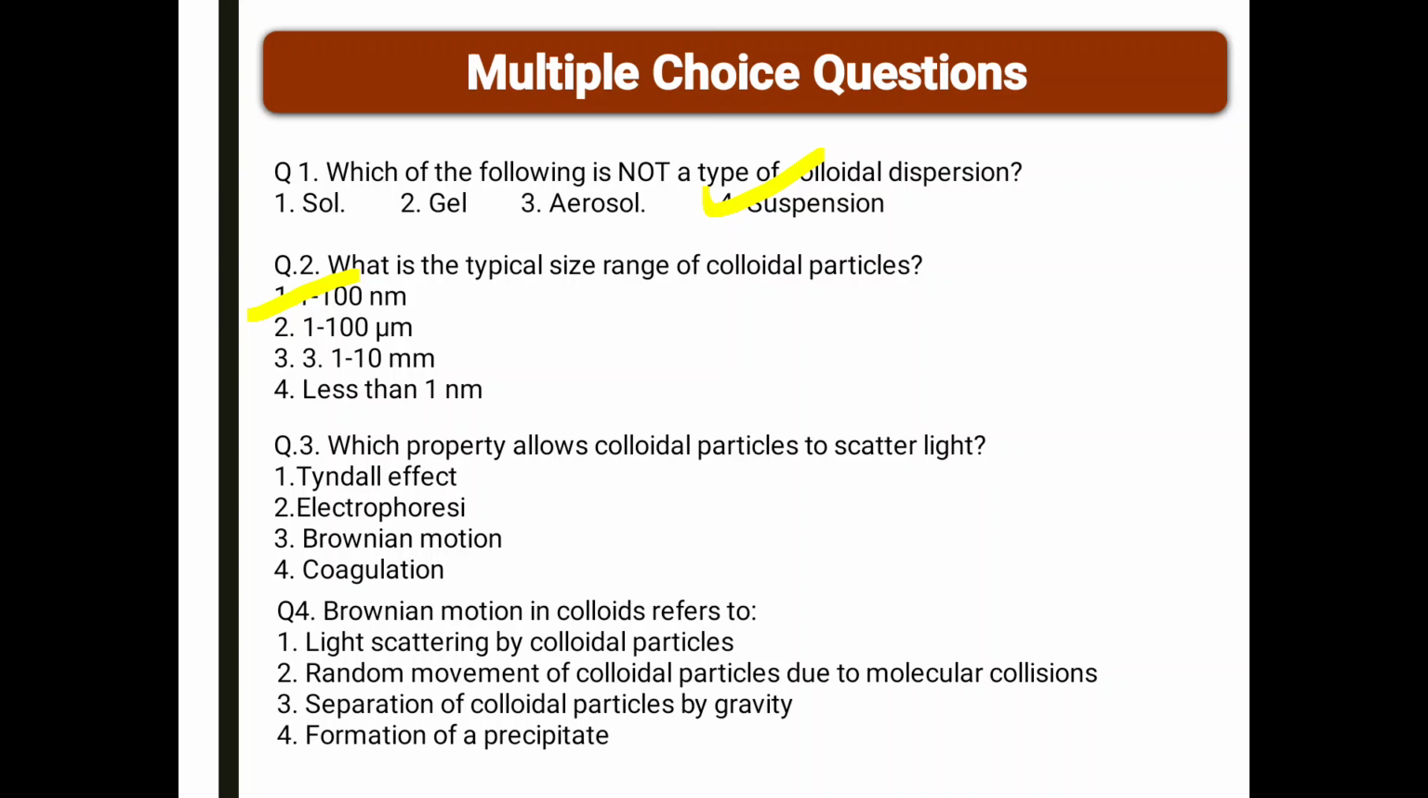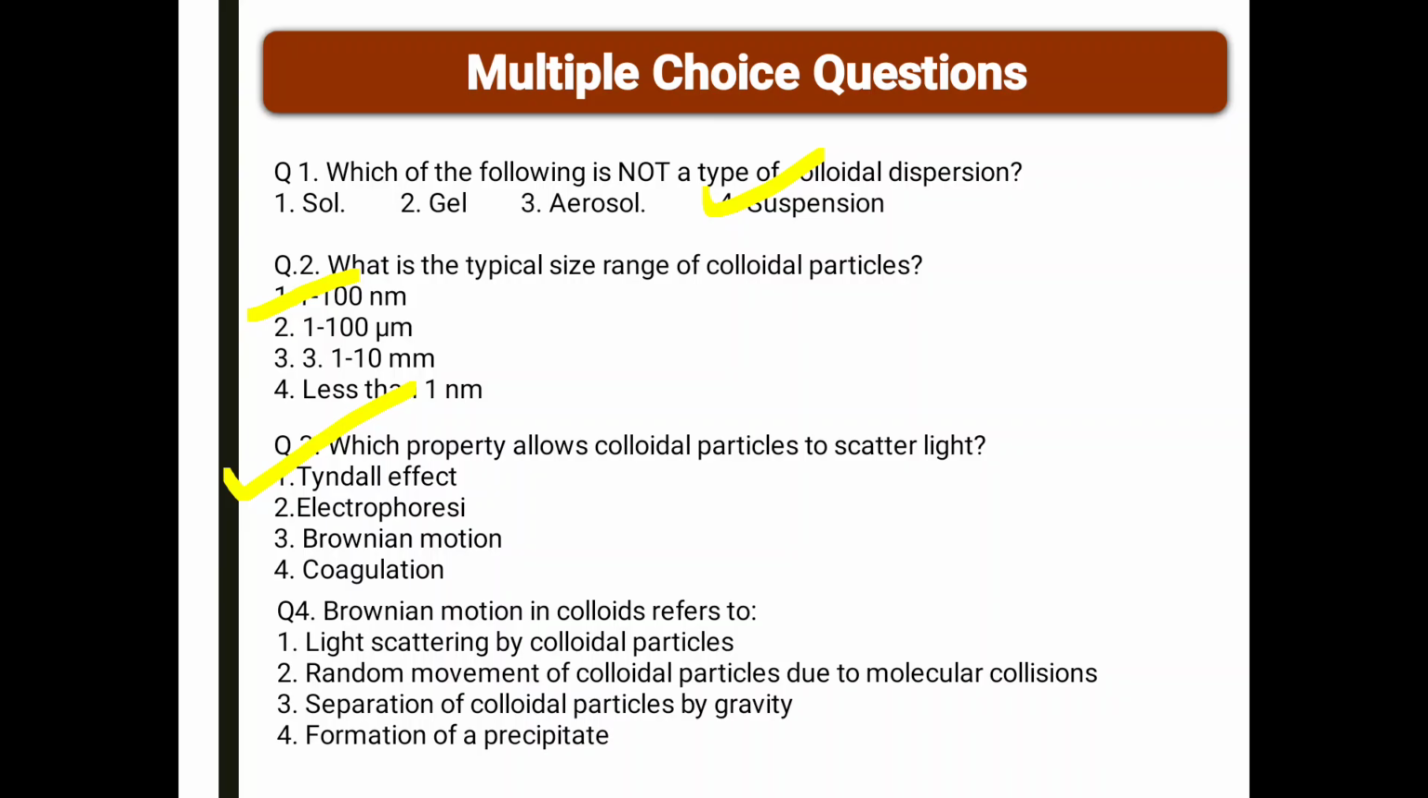Next question: which property allows colloidal particles to scatter light? First option, Tyndall effect. Second option, electrophoresis. Third, Brownian motion, and fourth, coagulation. So the first option is correct, Tyndall effect.